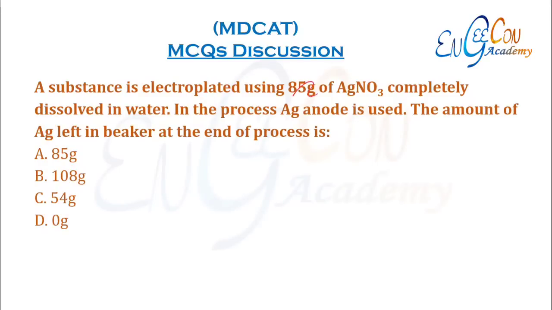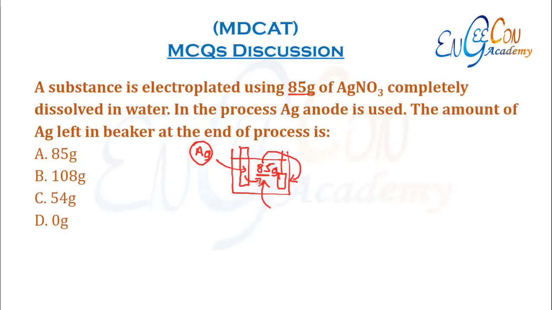A substance is electroplated using 85 gram of silver nitrate completely, and in the process silver anode is used, and in the solution we have 85 grams of silver nitrate. The amount of silver left in the beaker is. So whenever we are using a salt of a substance in electrolytic process and we are using anode of the same substance, in such cases when we have silver deposited on our cathode, the same amount of silver will dissolve from our anode and come into the solution. So this amount stays constant. So A is the correct option.